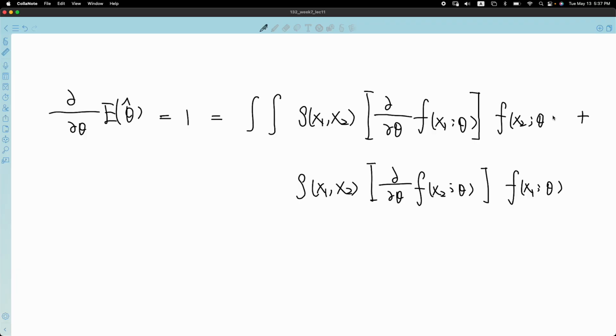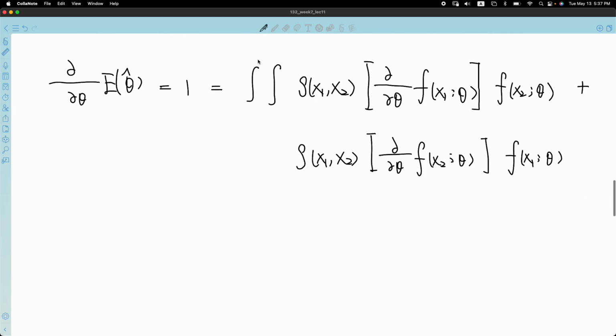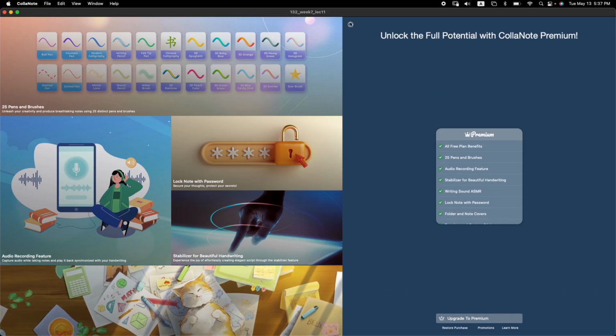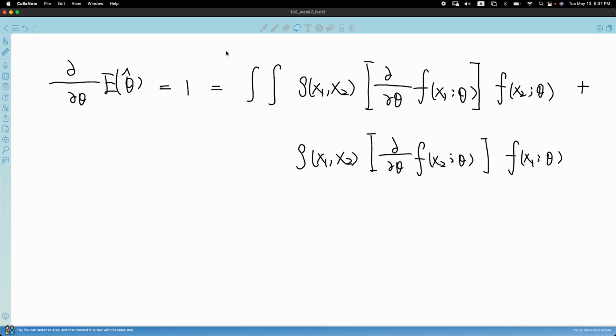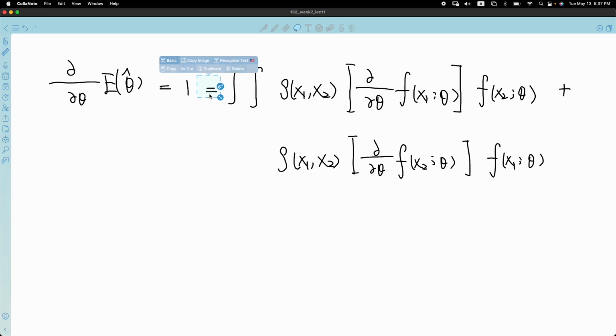Any question? I'm just applying the product rule to the product of the two functions that involve theta. And then to complete the integral, dx1, dx2. If you want, you can also wrap all the things together; that's just a notational thing.